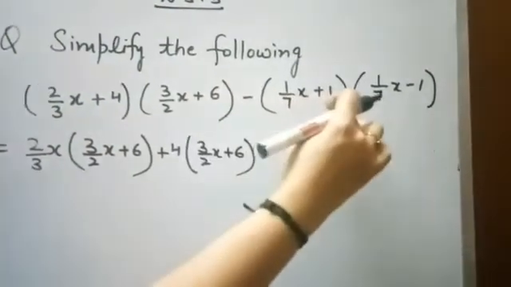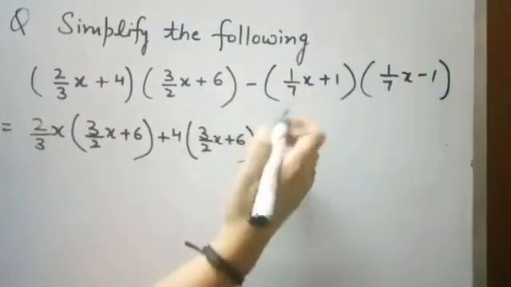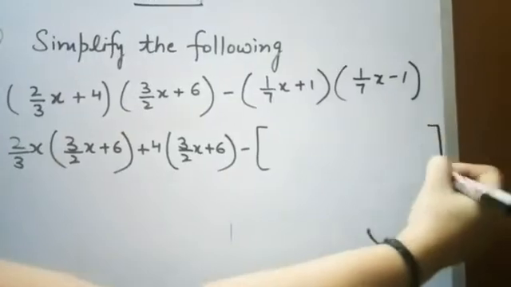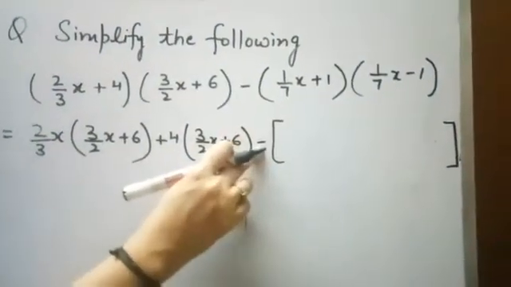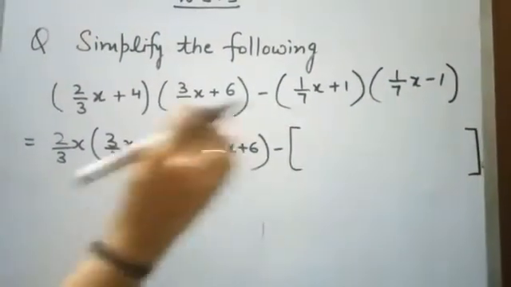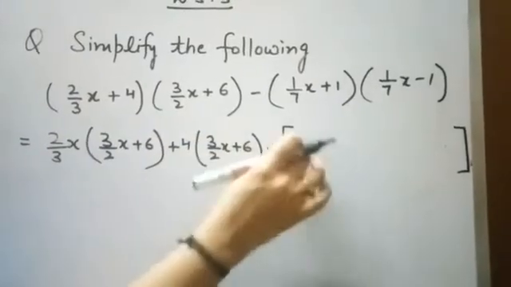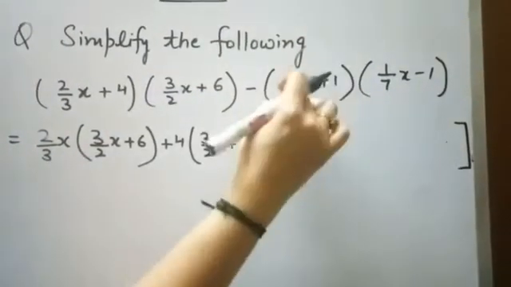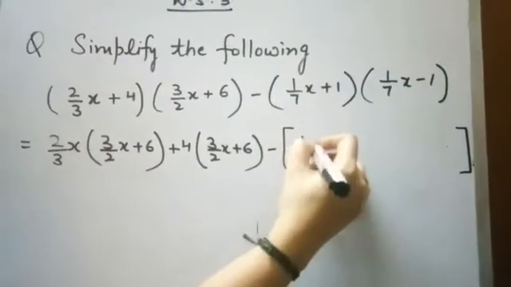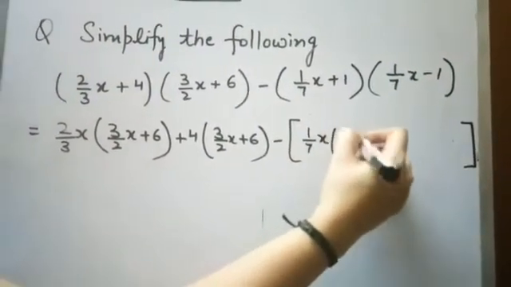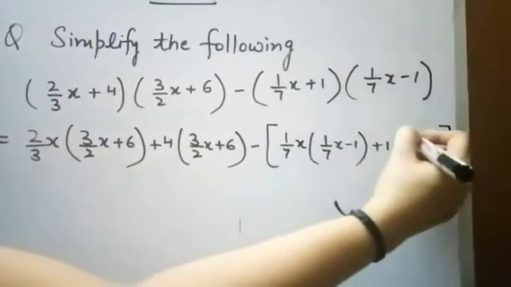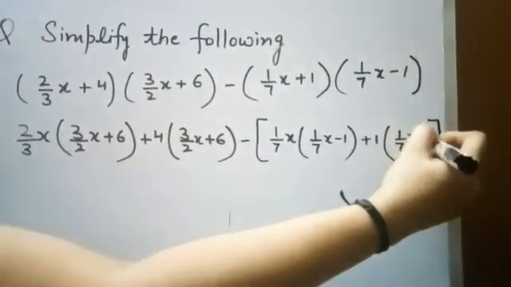Now we are going to multiply these two binomials and there is a subtraction sign, so we are going to put them in a big bracket, because whenever there is a subtraction sign before a bracket, the sign of all the terms in that bracket will change. So we'll do that later. First we are going to multiply. Pick out the first term, 1 by 7x, 1 by 7x minus 1. Pick out the second term, plus 1, 1 by 7x minus 1.